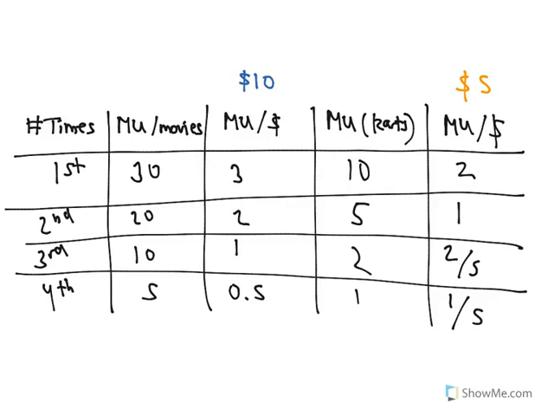And now we need to see where they're equal, because where they are equal is going to tell us how many times we should do each of those activities. The problem here, if you're paying close attention, is that this happens in 2 spots. We have this spot where, when we're going once go-karting and twice for movies, the MU per dollar is equal.